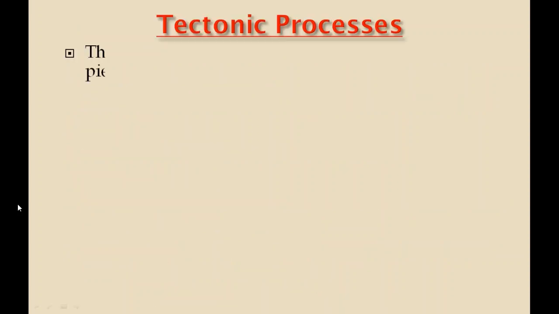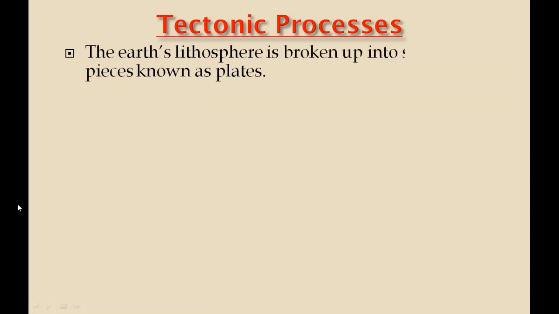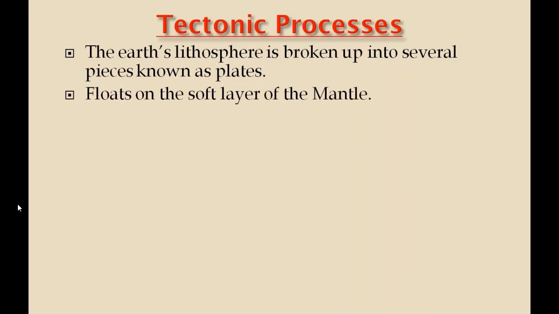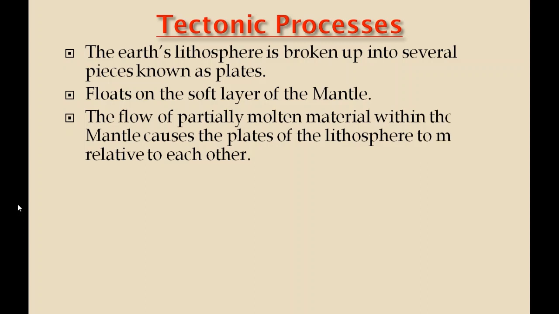Tectonic processes. The Earth's lithosphere is broken up into several pieces known as plates. These plates float on the soft layer of the mantle. The flow of partially molten material within the mantle causes the plates of the lithosphere to move relative to each other.